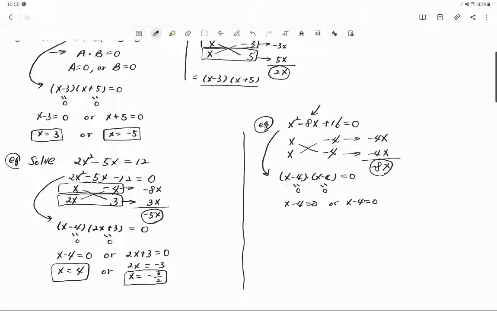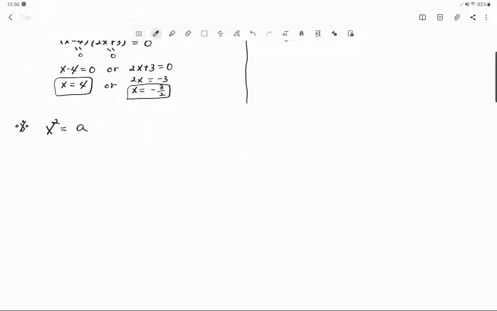These two binomials are the same, right? So we have one solution. So 4 is the solution. So we call this a double solution. One solution, but actually there are two of them. So two solutions are the same solution, right? So x equals 4 is the solution of this equation.